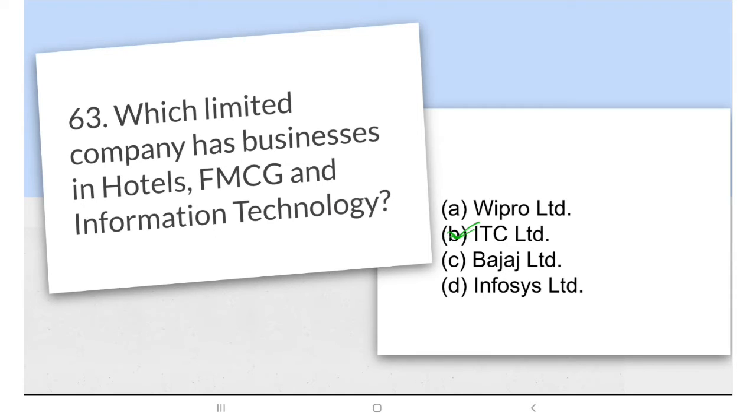It's for the better knowledge of the students. Wipro and Infosys, they are MNC companies. They provide information technology, consulting services, etc. And Bajaj Limited is an automotive manufacturing company. So next question.